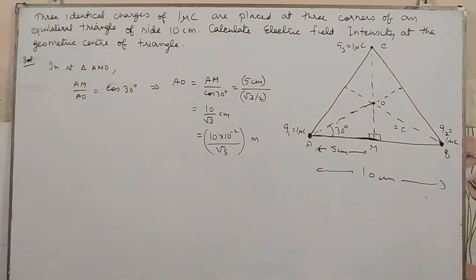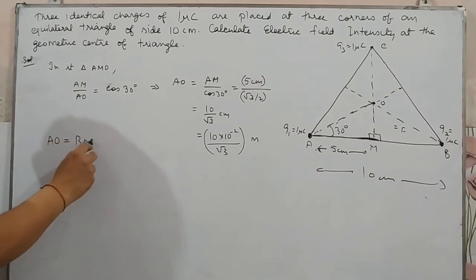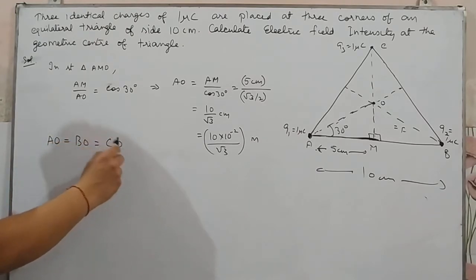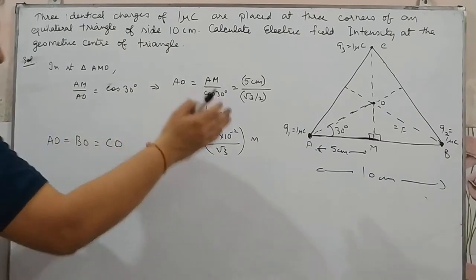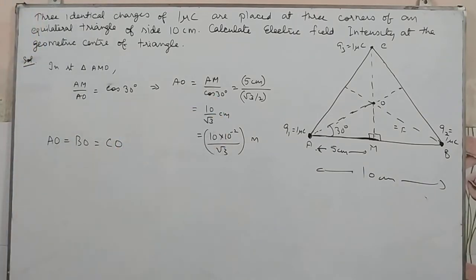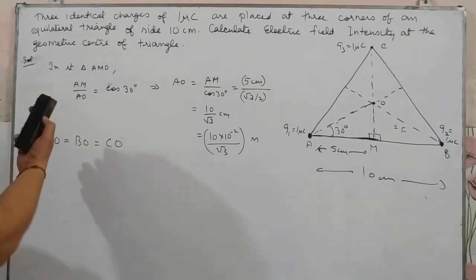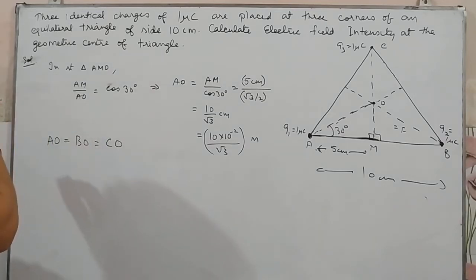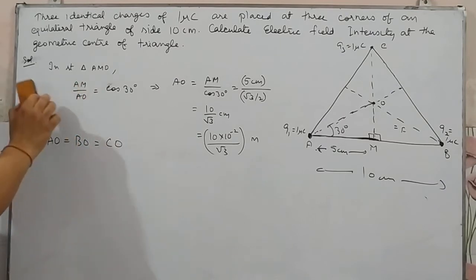Fine. Similarly, we can say that AO is equal to BO equals CO. They all are equal. Why? The reason is that this is the centroid, point O. So the distances from C to O, A to O, and B to O are all equal. Fine. Next thing, we need to calculate the forces.